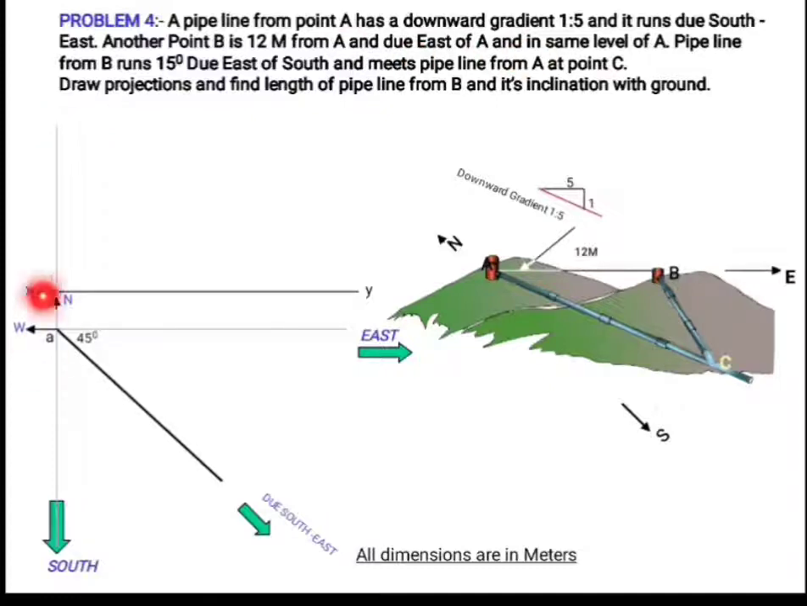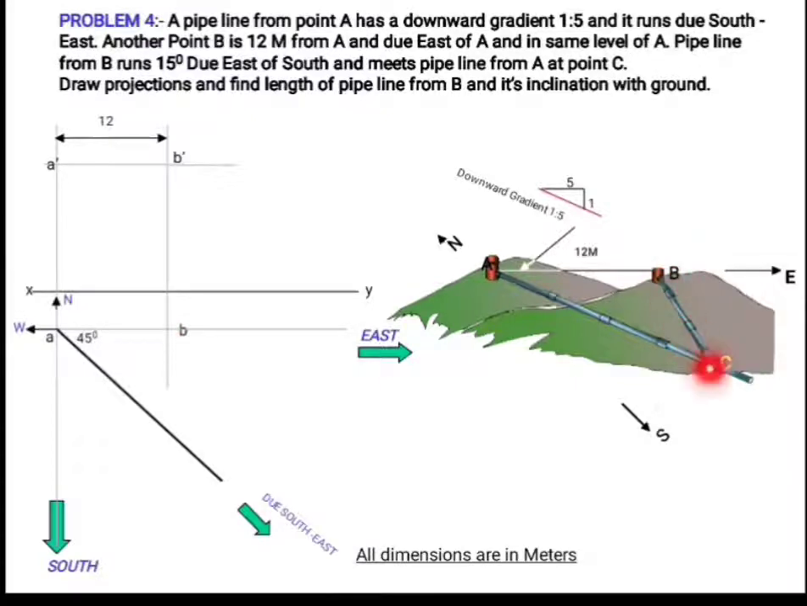A dash will be on the same vertical projector through A. At a convenient position we can mark point A dash and at a distance of 12 meter I am going to mark point B dash. So A dash B dash will be like this. Now we know B dash and B will be on the same vertical projector. So the points A and B will be obtained like this.